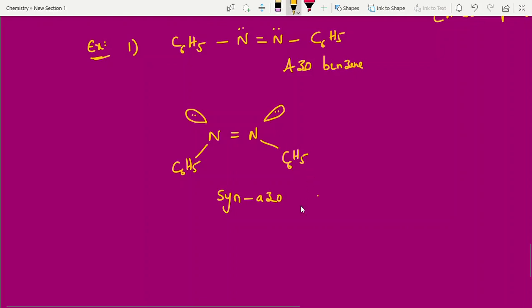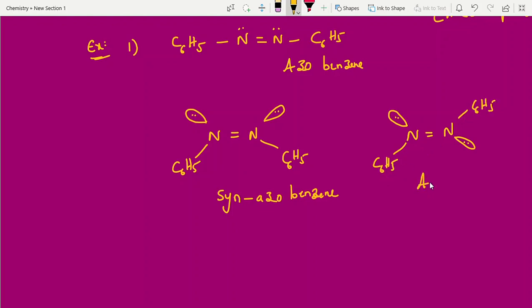Can you write trans? Trans means exactly opposite. Trans. N double bond N. What is this? It has lone pair. Exactly, you will write lone pair. That's it. C6H5 group. This is also C6H5 group. That's it, students. What is this? Anti-azobenzene. Okay, with these compounds geometrical isomerism we have completed.